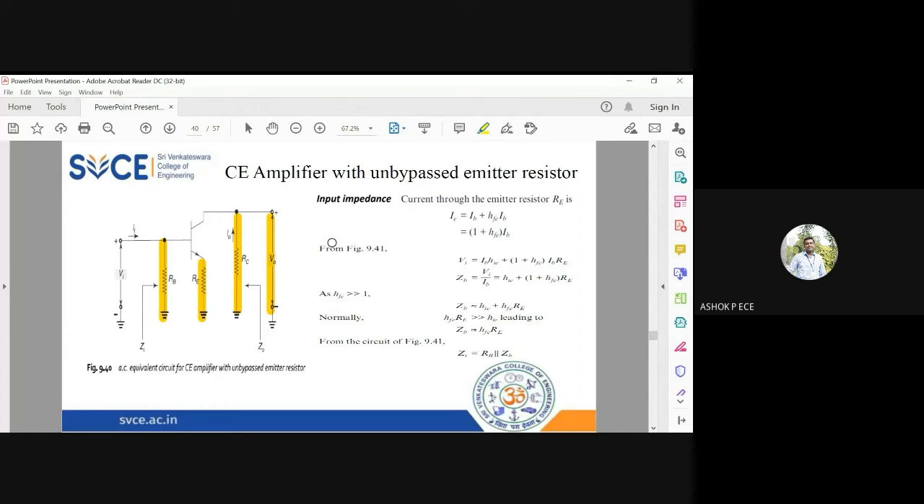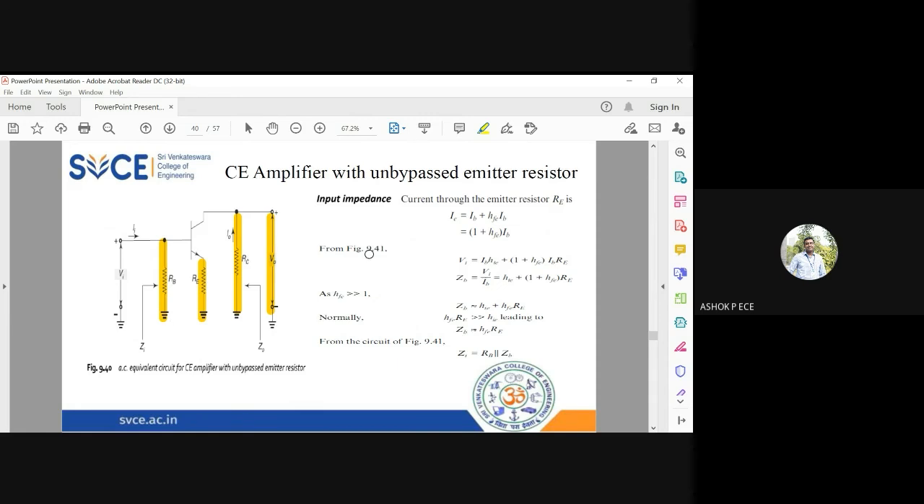Any doubt in the AC equivalent circuit we have drawn from the circuit diagram? It is very simple. Only two steps we are going to follow. One is to short circuit your voltage sources. If you have a current source, you have to open circuit it. Here we have only a voltage source, so we are short circuiting the voltage source. Then all AC components like inductors and capacitors will be shorted. With that approximation, if you draw the diagram, that is going to be your AC equivalent circuit.